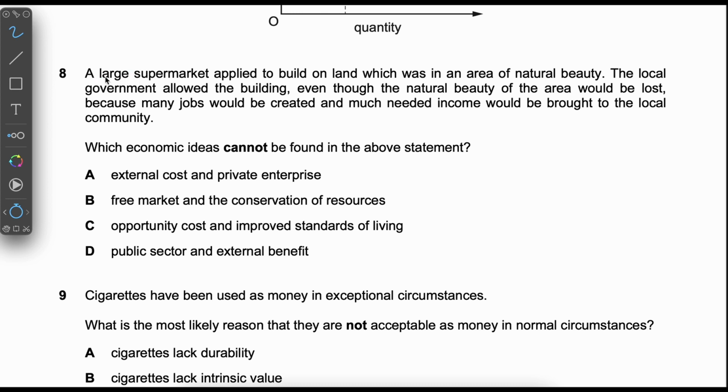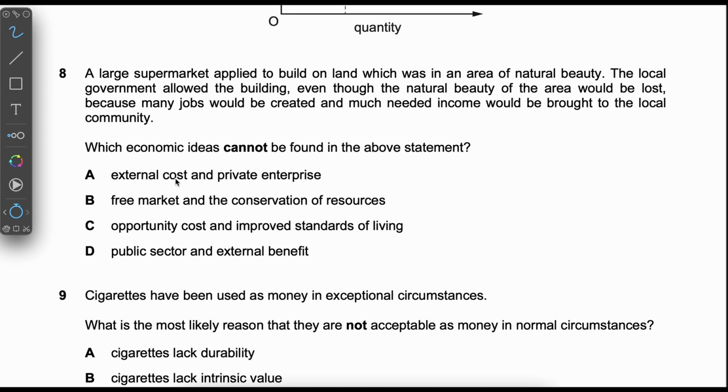Okay, question 8. A large supermarket applied to build on land which was in an area of natural beauty. The local government allowed the building, even though the natural beauty of the area would be lost, because many jobs would be created and much needed income would be brought to the local community. Which economic ideas cannot be found in the above statement? Okay, let's go through each of these.